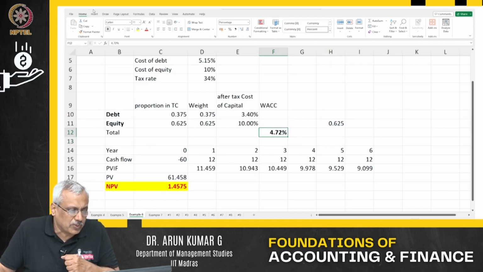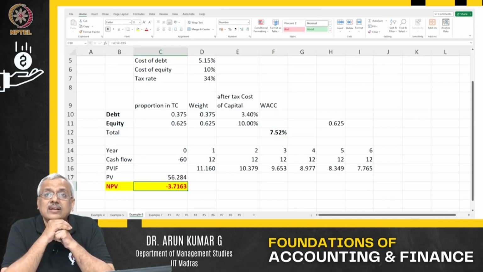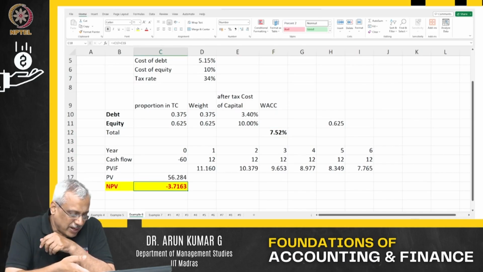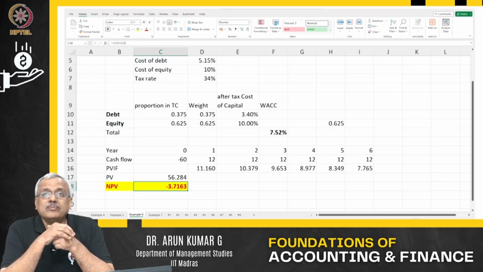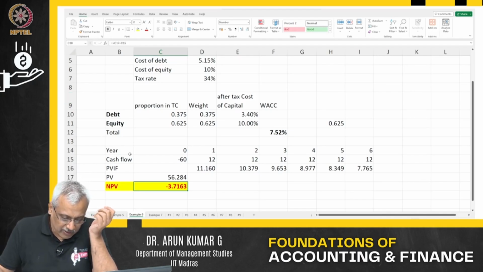I am just going to undo it. So your cost of capital is WACC, and we have your outflows and inflows, and we basically calculate the NPV of the project, and that is what we have done here.